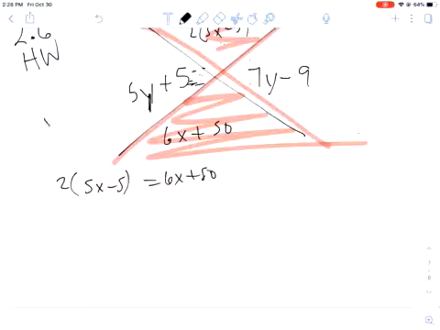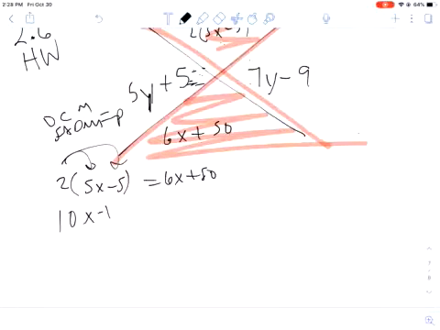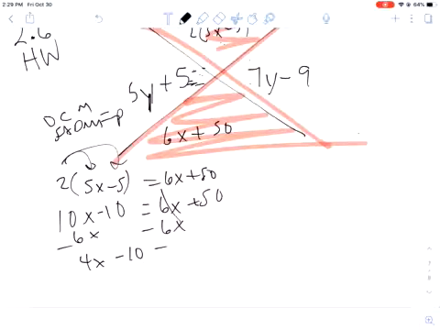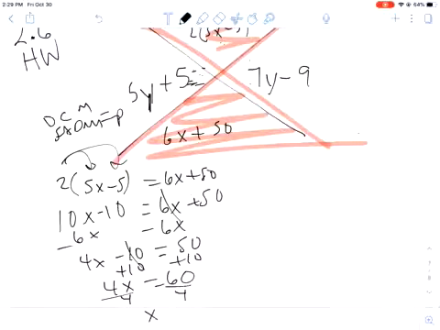So, GCM SADMAP. Distribute: 10x minus 10 equals 6x plus 50. M stands for move your variables. Add 10. Divide by 4. And so x is 15. And there we go. We've got it solved.